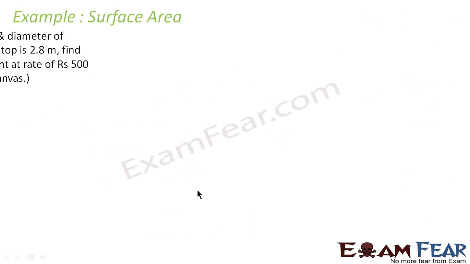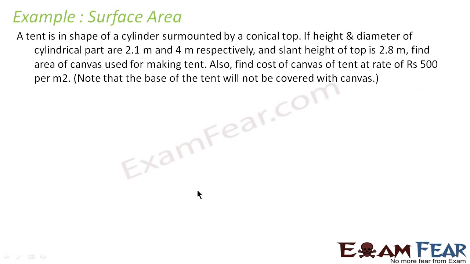Let's take one more example. A tent is in the shape of a cylinder surmounted by a conical top. The height and diameter of the cylindrical part are 2.1 m and 4 m respectively, and the slant height of the top is 2.8 m. We have to find the area of canvas used for making the tent and also find the cost. And it is told that the base of the tent will not be covered as part of canvas.